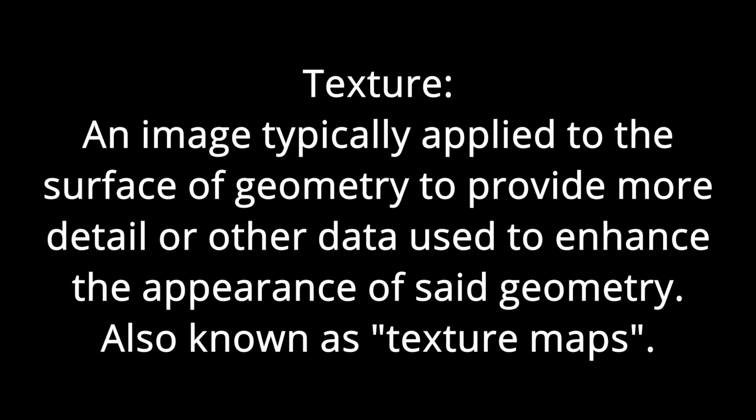So what do we mean by the term texture? Because we said we're going to talk about images and we're going to talk about textures, and they're not the same thing. A texture is an image that is applied to the surface of geometry to provide more detail or other data to enhance the appearance of that geometry, right? This is also known as texture maps. And textures are used for many other things as well, but for now, it might help to just think of it that way, just to keep things simple, right? There are different types of texture maps, and we'll get into that as we build things up, right?